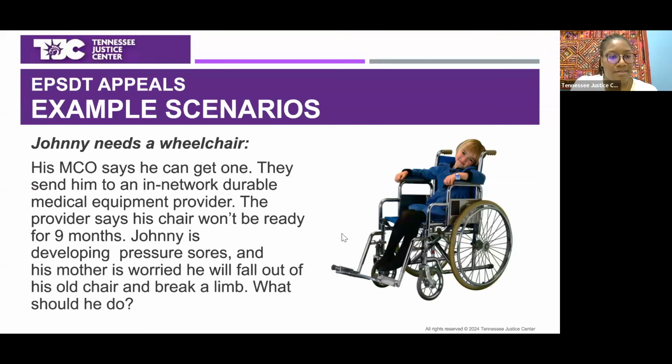So this is one example. In this example, Johnny needs a wheelchair. His MCO, let's say United, says he can get one. They send him to an in-network medical provider, but the provider says Johnny's chair won't be ready for 9 months. But here's the thing. If he stays in his current chair, he'll be developing pressure sores, and his mother's worried that he'll fall out of his old chair and break a limb. What should he do? This is a perfect situation where an appeal is relevant.